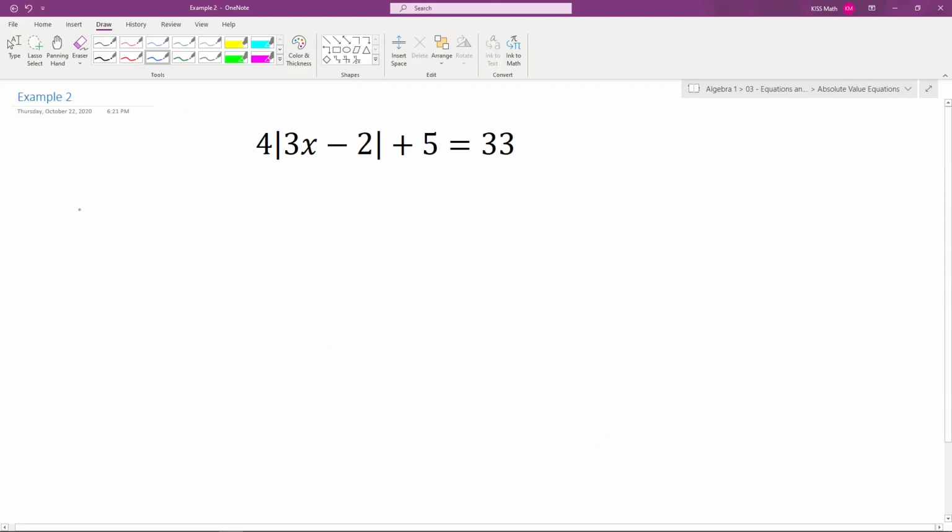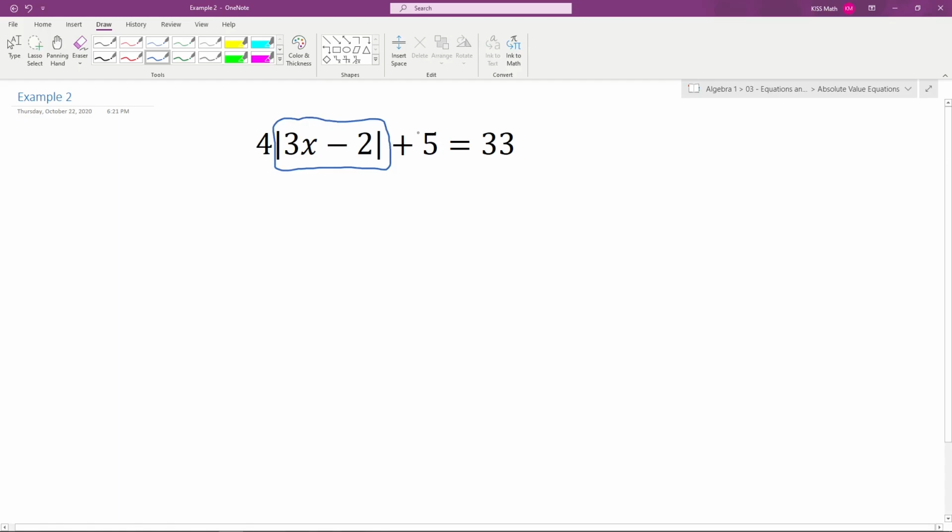Example 2. So this one's a little bit more complicated because we have some more numbers outside of the absolute value. But the whole point of this, if you recall, is we have to try and isolate just the absolute value expression by itself. So let's go ahead and do that.